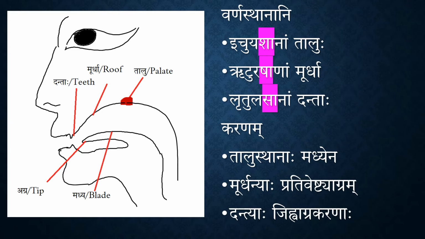For the next one, Rutu Rashana Murdha: for Ru and the letters in the T series, Ta, Tha, Da, Dha, Na, R and Sh, the sthanam, or the place of origin, is Murdha, which is the top portion of the mouth, shown here. The next one, Lutu Lasanam Dantaha: for Lu, Ta, Tha, Da, Dha, Na, La and Sa, the place of origin is Danta, or just behind the tooth here.